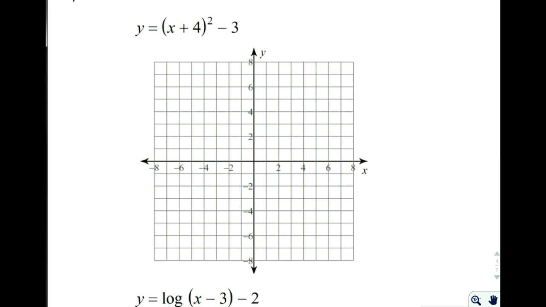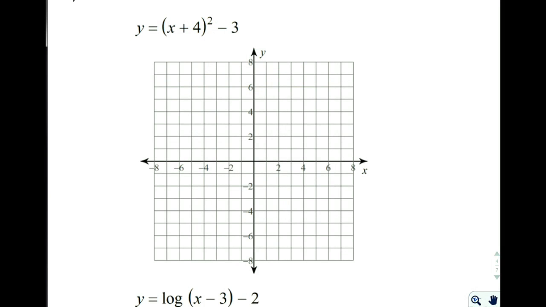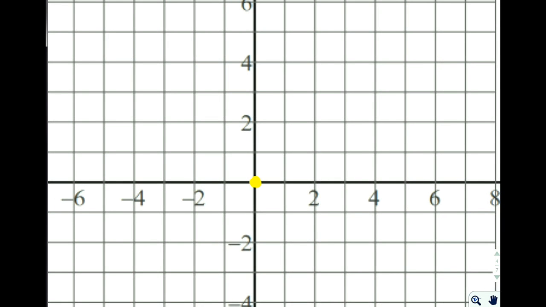And the first thing I'm going to do is lightly draw out the parent function. And I can see that I have a y equals x squared kind of sitting behind the scenes of this plus and minus. So y equals x squared is the parent function. So I'm going to lightly write that out on my graph.